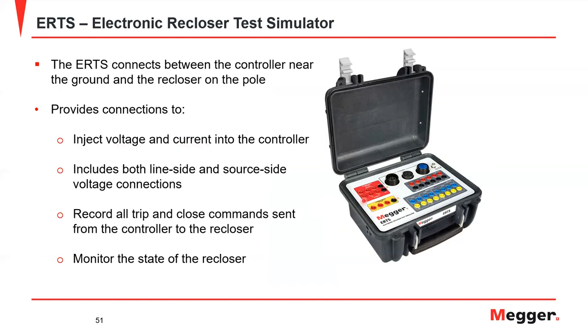Currents you can connect here, voltages. If you notice, we have two sets of voltages. So we support the ability to inject line side and load side voltage. And if you know reclosers, you'll understand that can be very important. Okay. It also gives us the ability, the connections, to be able to record all trip and close commands that are passing between the recloser and the controller. And it allows us to monitor the state of the recloser itself.